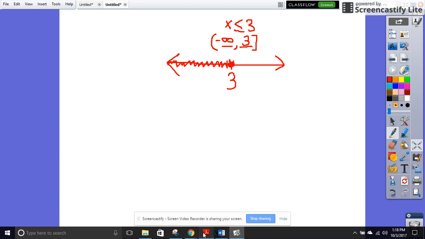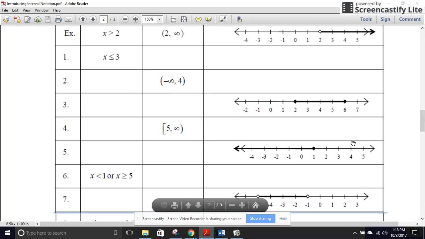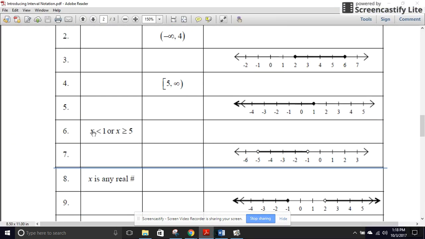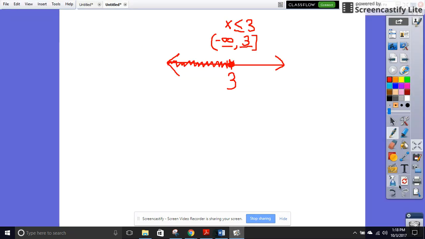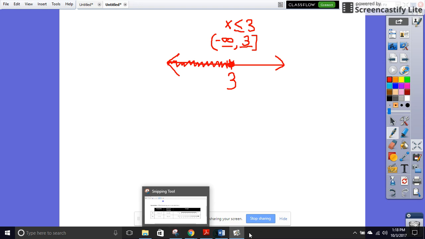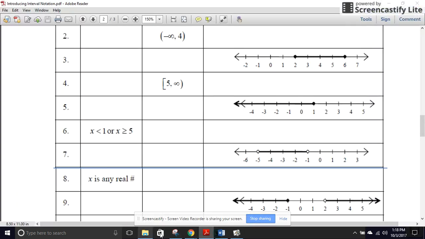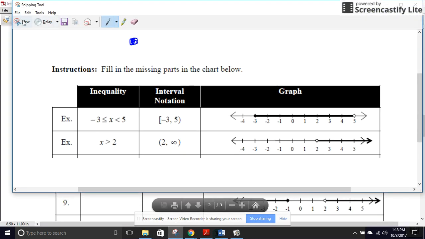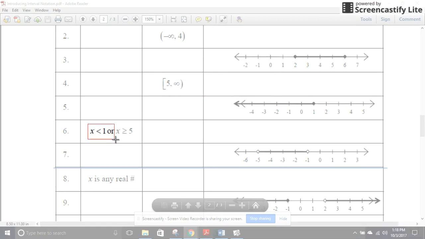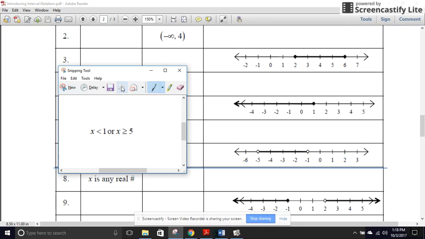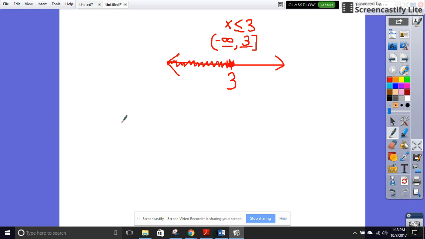Okay, let's look at another one real quick. Okay, let's do this one. Okay, x is less than 1. Let me see if I can take a quick picture of this. Well, I think I can do it better this way. Let me go here. Take a quick picture of this so I don't have to write it. Copy it. Come over here and paste it. Okay, let me go up there and grab it.